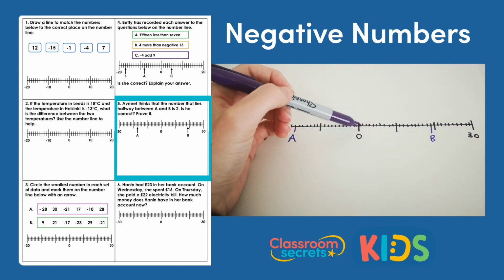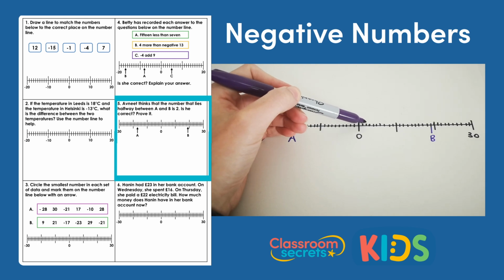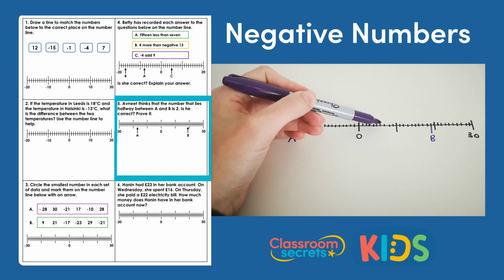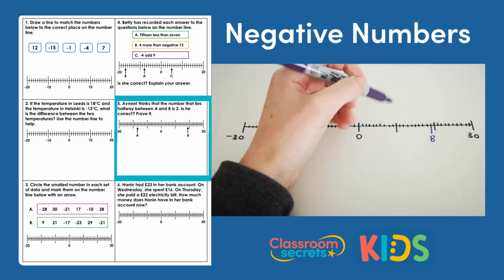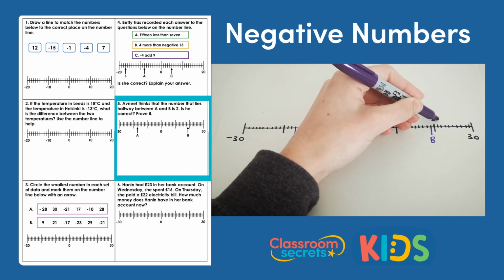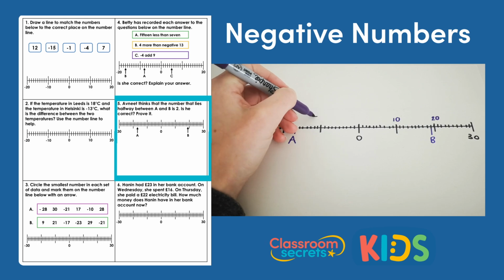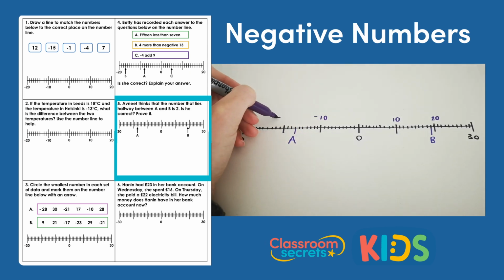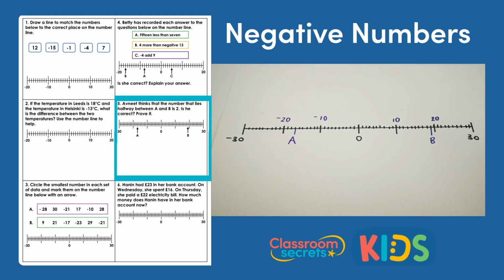So let's just check. Start at 0, 1, 2, 3, 4, 5, 6, 7, 8, 9, 10. So that must be 10, which makes that 20. So that makes that negative 10, and that would make that negative 20. It's important to write down things on your number line when you work things out like this, because you can refer back to it later on and it just saves you having to count every single time.